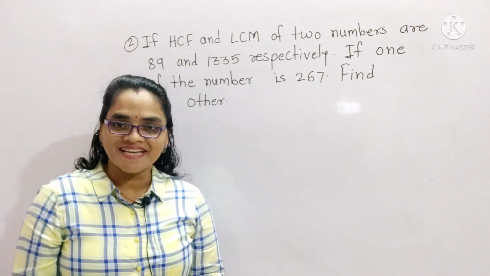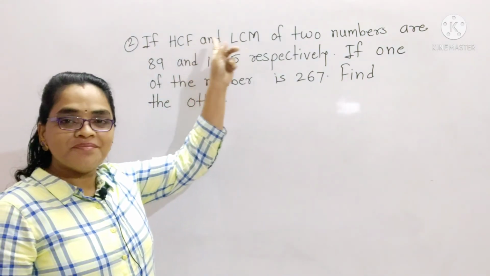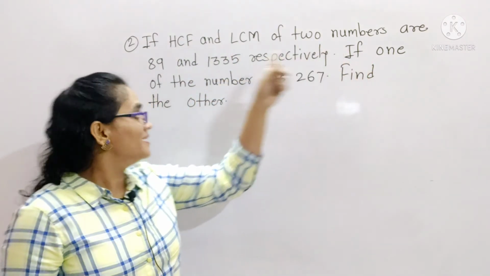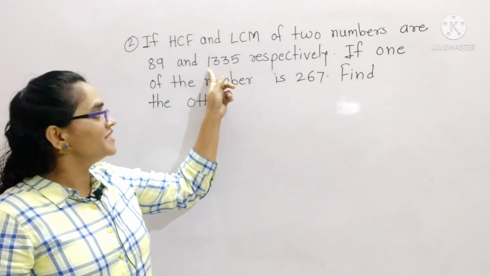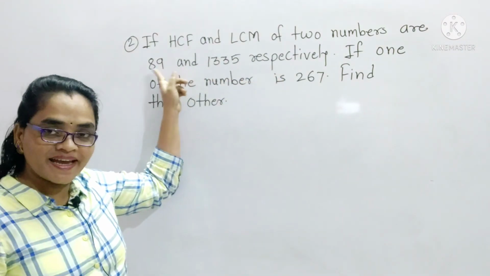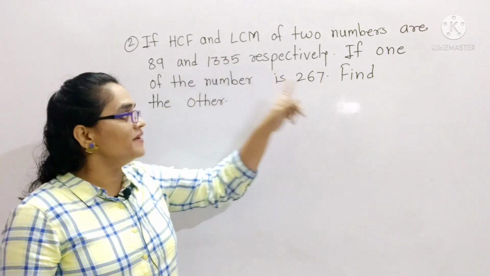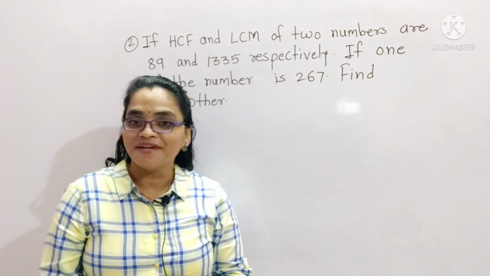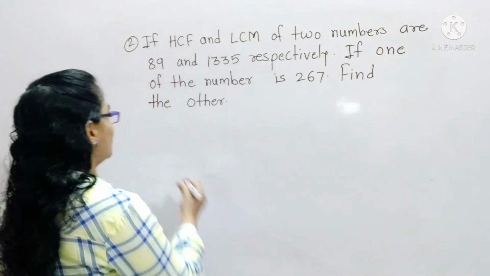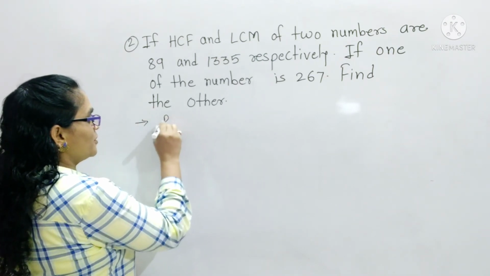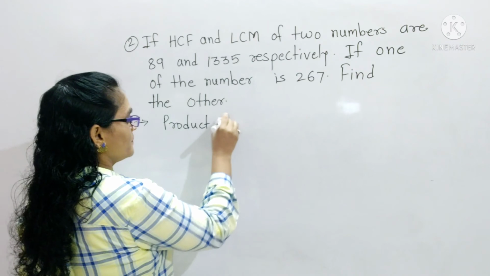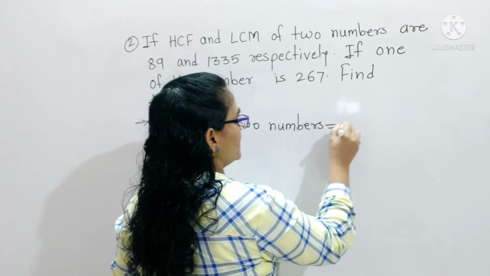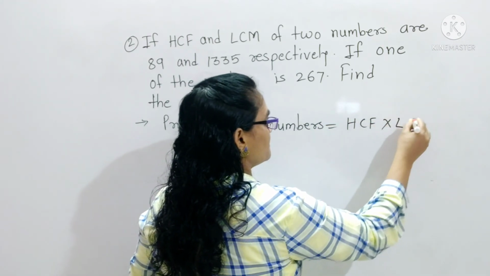Okay. What is the second question saying? If the HCF and LCM of two numbers are 89 and 1335 respectively, means HCF is 89 and LCM is 1335. If one of the numbers is 267, find the other. What we have to do? Yes, we have to write the formula. Which formula? The product of two numbers is equal to HCF into LCM.